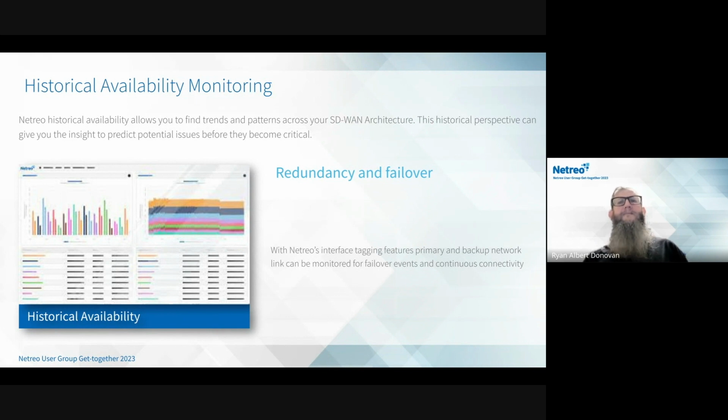In conclusion, availability monitoring is the bedrock of a robust SD-WAN network. It combines real-time monitoring, historical analysis and alerting, and failover strategies to ensure that your network is always available when you need it.